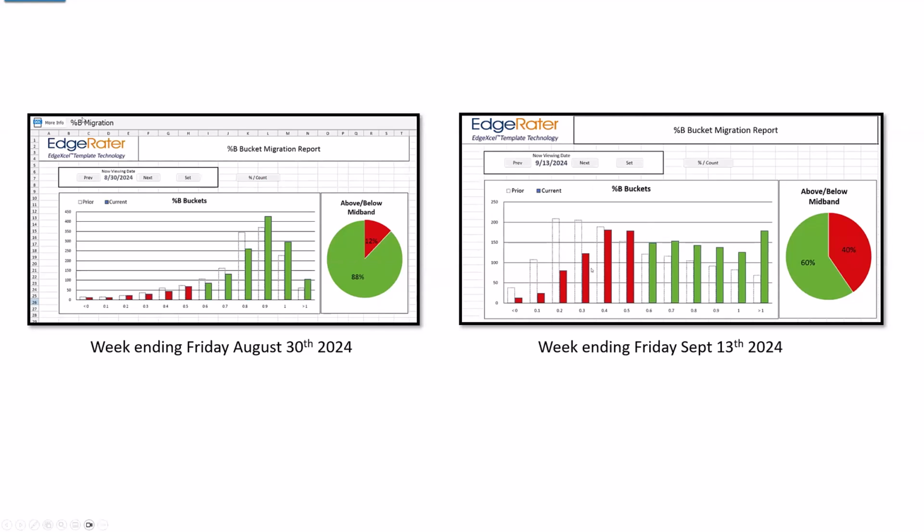But this is where we are as of Friday. We're almost back up in terms of SPY level, the close price of SPY, to where we were on the 30th of August. But the distribution of stocks in their buckets has changed significantly. Only 60% are now above the mid band, 40% are below, and it's a much more even spread of stocks. Not everything is clustered into the upper Bollinger Bands.